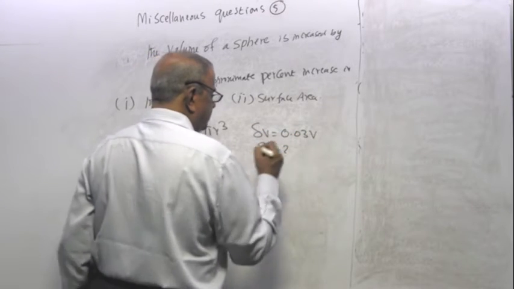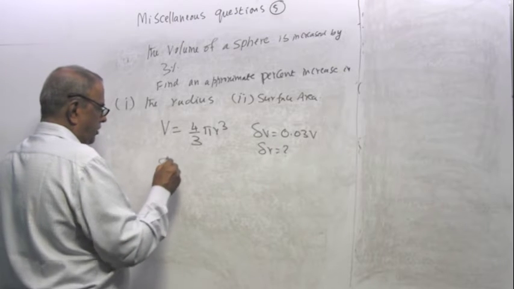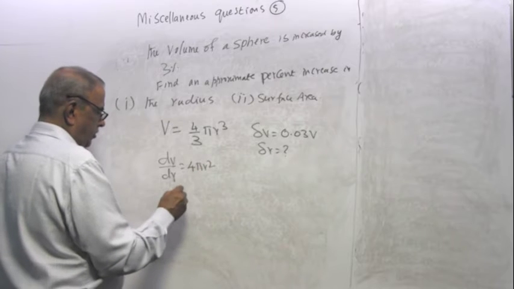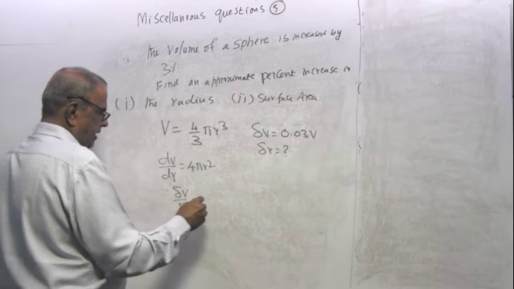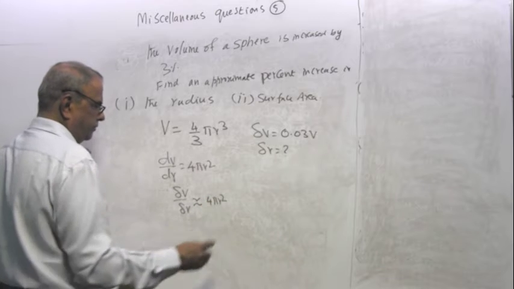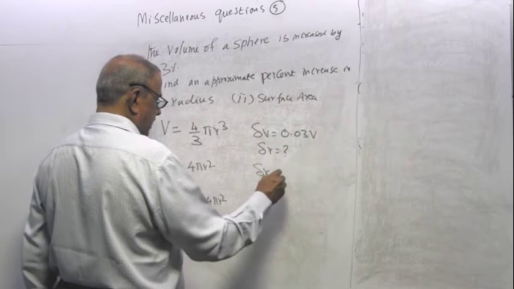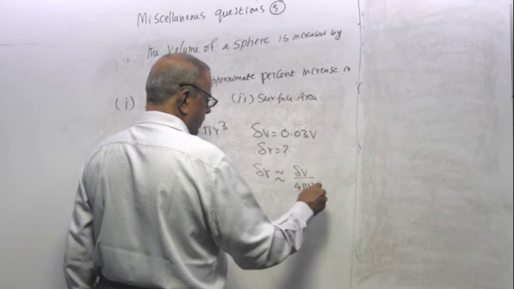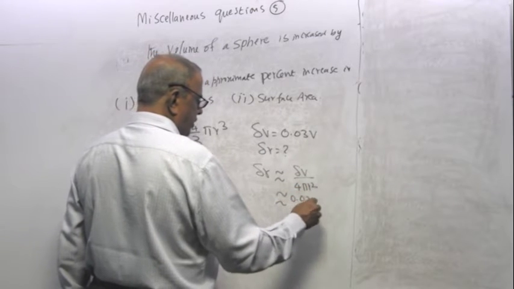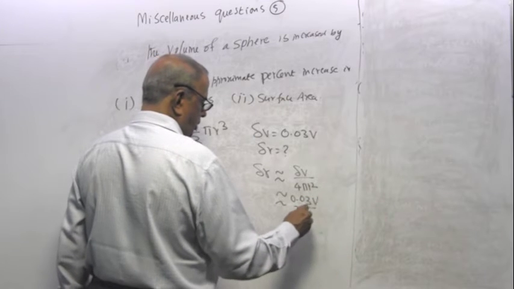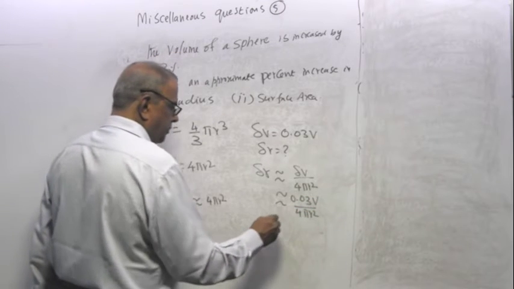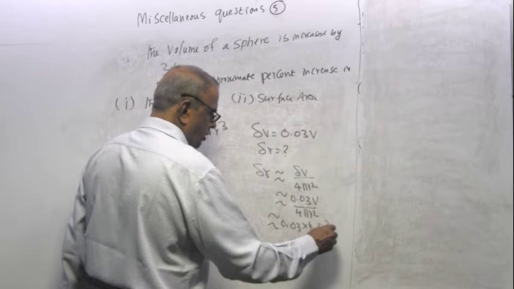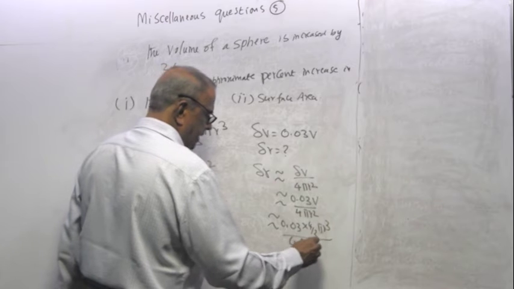What is delta r? So what is dV by dr? dV by dr is 4 pi r squared. So delta V by delta r is approximately 4 pi r squared. I need delta r. So delta r is approximately delta V over 4 pi r squared, which is 0.03 V over 4 pi r squared. But what is V? 0.03 times 4 over 3 pi r cubed over 4 pi r squared.